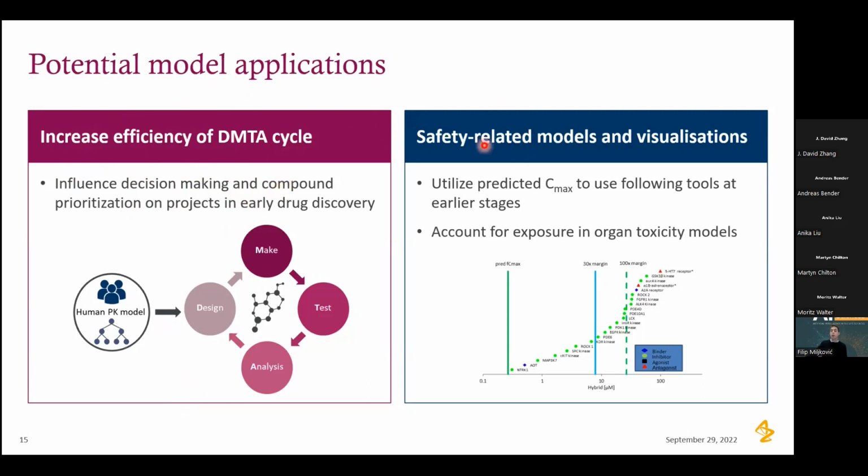But on the other hand, because we are dealing with AUC and Cmax, these are also important for estimating safety-related models and visualizations. So, for example, we can utilize the predicted Cmax to estimate the exposure in organ toxicity models, etc.